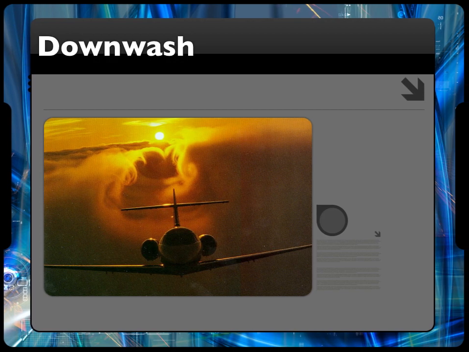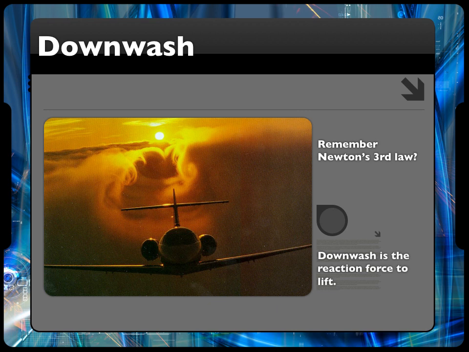I love this photo. You all remember Newton's third law, I hope. Downwash, that downward force that the airplane applies to the air. It swooshes the clouds behind the airplane. Imagine how much force it takes to lift an airplane. That's how hard the airplane is pushing down on the air.